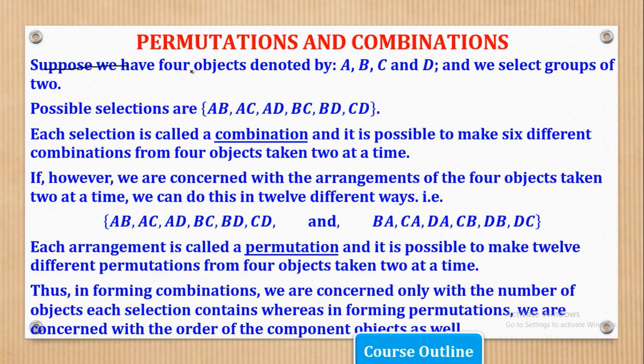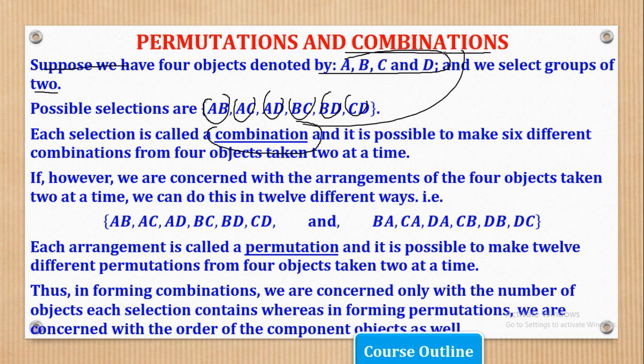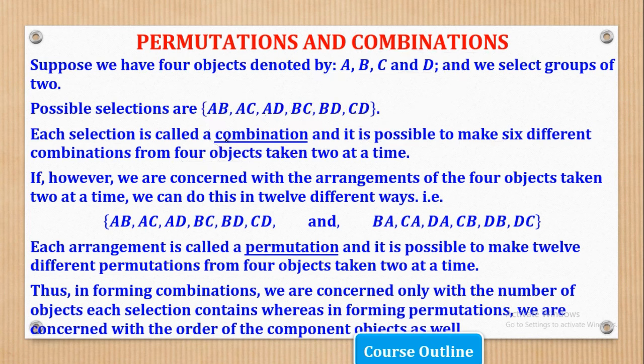Suppose we have four objects, A, B, C, and D, and we select groups of two. The possible selections would be AB, AC, AD, BC, BD, and CD. Each selection is called a combination, so this is where the topic of combinations comes from. It is possible to make six different combinations from four objects taken two at a time. So when I have four objects and I want to pick two at a time, I can make six selections, and that is what we call combinations.